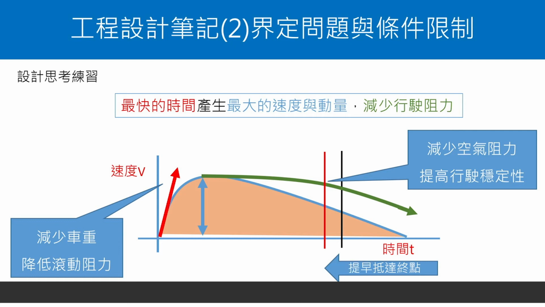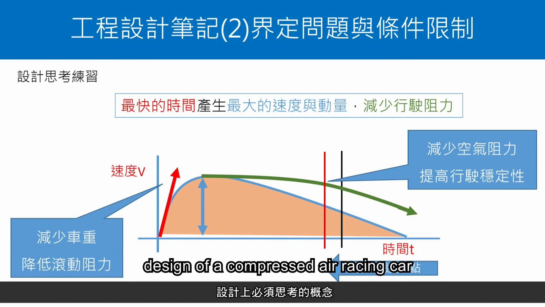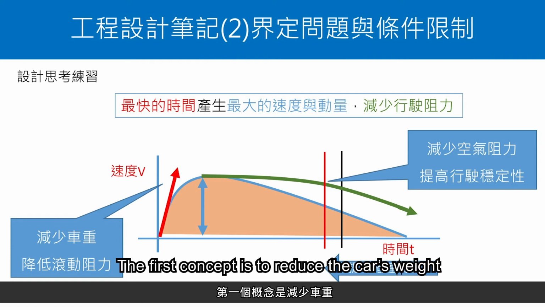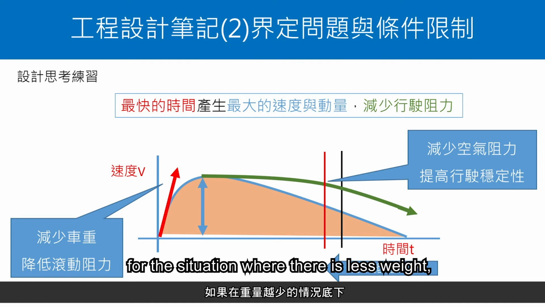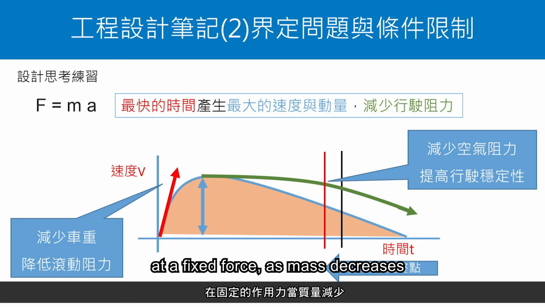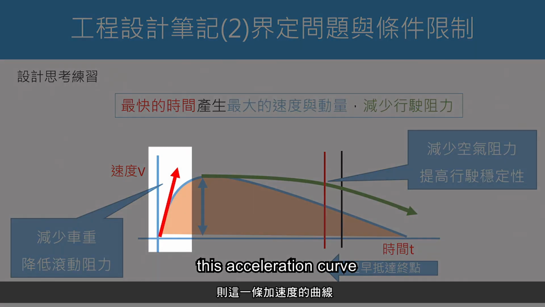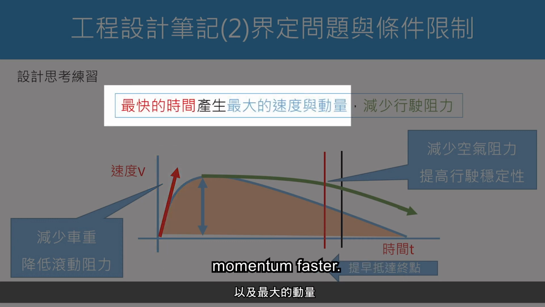Engineering design notes 2: define the problem and restrictions. Here we will look at this week's engineering thinking related to the necessary concepts for the design of a compressed air racing car. The first concept is to reduce the car's weight and decrease its rolling resistance for compressed air racing cars. For the situation where there is less weight, from the formula F equals ma, we can understand that at a fixed force, as mass decreases, this acceleration curve can reach maximum speed and momentum faster.